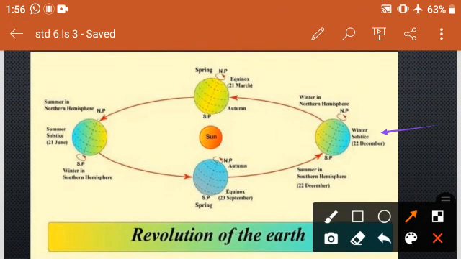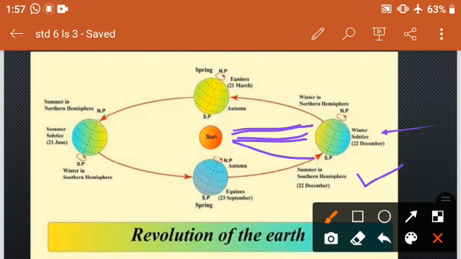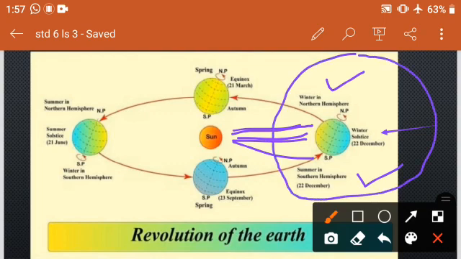Now in this picture we observe that the south pole is getting a lot of heat and now the north pole is tilted to the other side, so it is summer in the southern hemisphere and it is winter in the northern hemisphere on 22nd of December. So this is called the winter solstice, when the south pole is getting heat from the sun on 22nd of December.